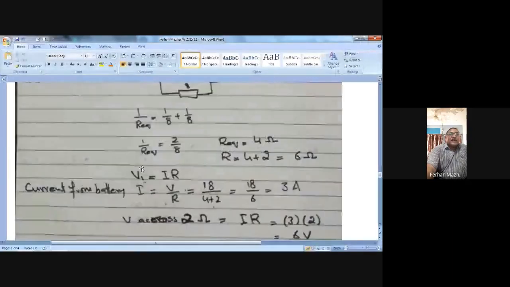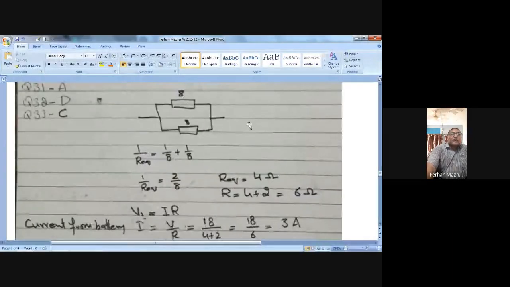Okay, so first of all, the 8 ohm and 8 ohm, two resistors which were connected in parallel to each other. Let me find their equivalent resistance. 1 by R equivalent is 1 by 8 plus 1 by 8. So R equivalent will be 4 ohm. Their combined resistance, 4 ohm, is connected with the 2 ohm resistor in series. So the total resistance of the whole circuit will be 2 plus 4, which equals 6 ohm.